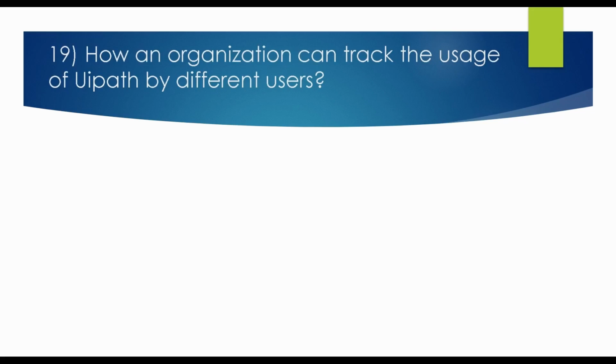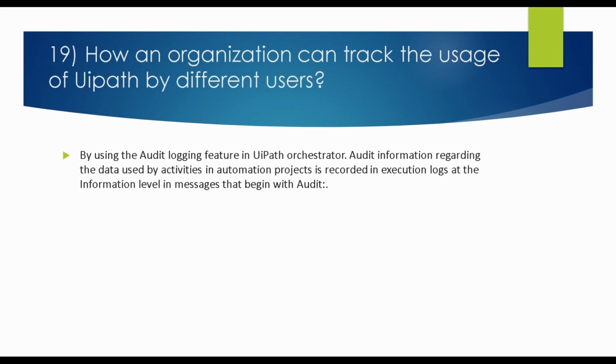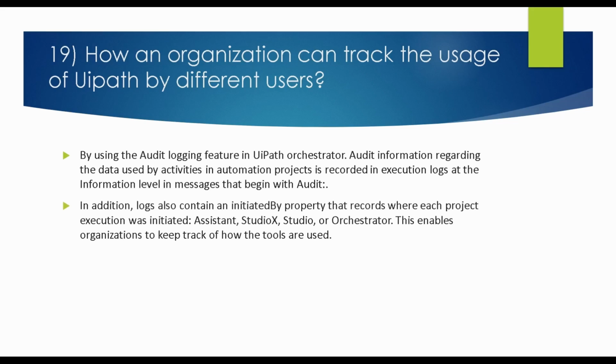How can an organization track the usage of UiPath by different users? By using the audit logging feature in UiPath Orchestrator, audit information regarding the data used by activities in an automation project is recorded in the execution log at the information level, in messages that begin with audit. In addition, logs also contain an initiated by property that records where each project execution was initiated: Assistant, Studio X, Studio or Orchestrator. This enables organizations to keep track of how the tool is used.